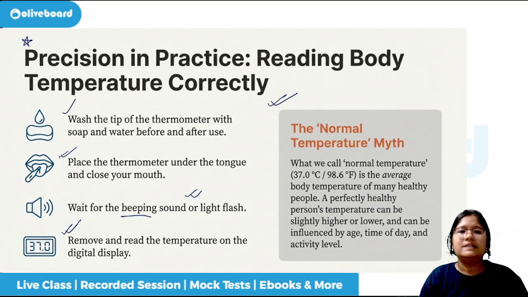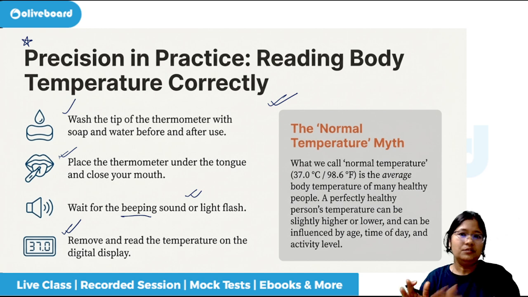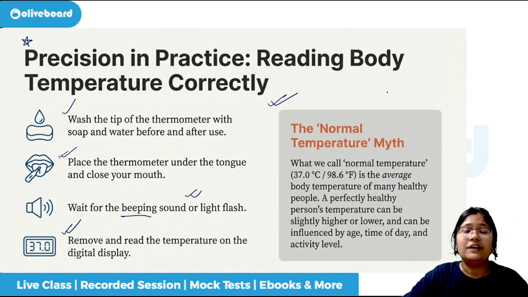And after the reading is taken from the display, it can be removed. But how about if the temperature is a little bit above 37, or a little bit below 37, which is say 36 point something, that is 36.7 or 36.8? So does this mean anything serious?